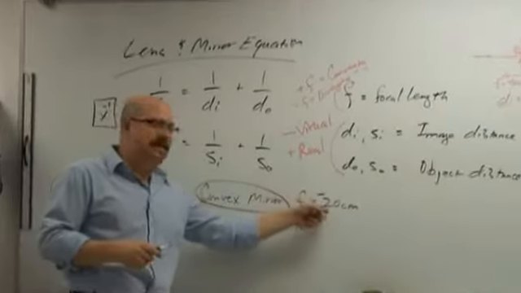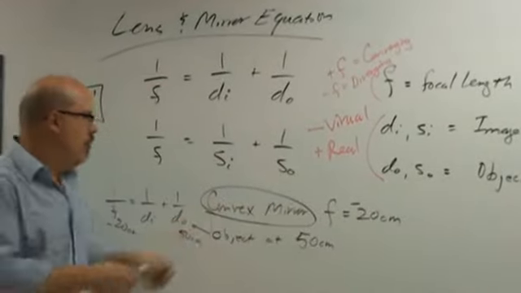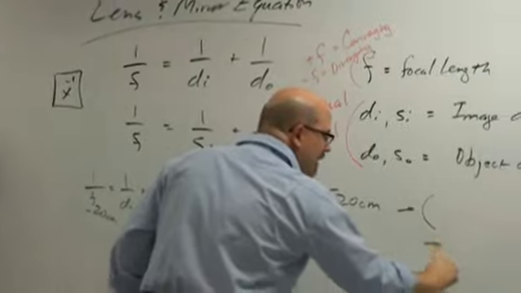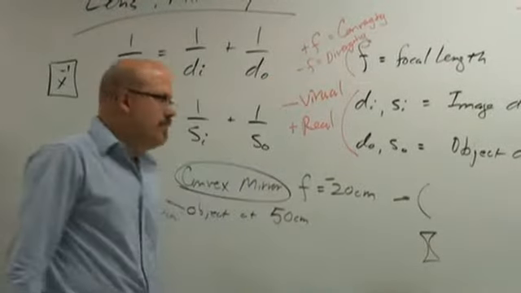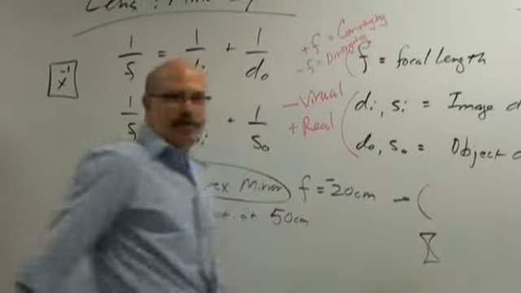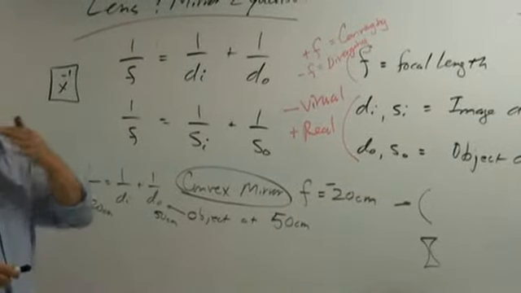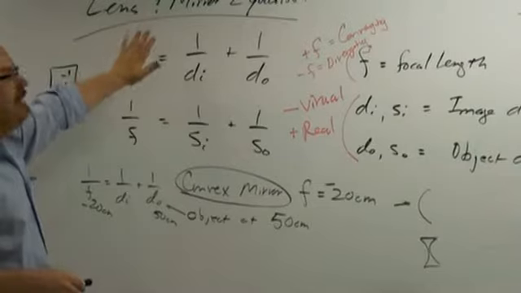Keep an eye out just in case they give you a positive for this type of mirror with light coming this way and this type of lens. Those both have negative focal lengths. That's our big mirror lens equation.